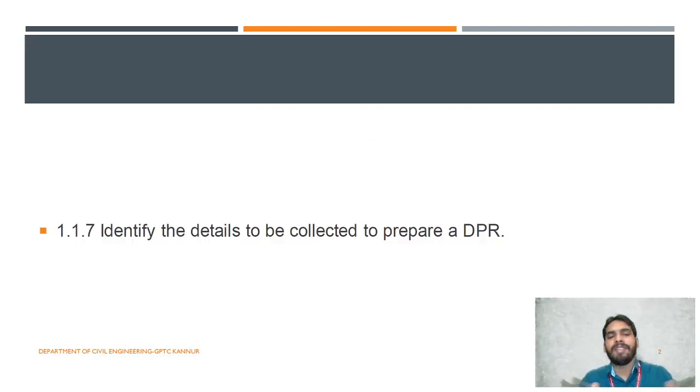Today I will discuss learning specific outcome number 1.1.7, that is, identify the details to be collected to prepare a DPR. We will discuss in detail.